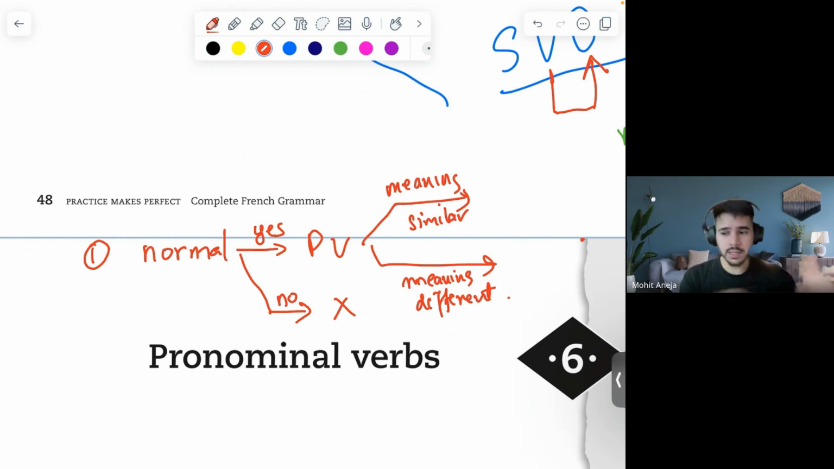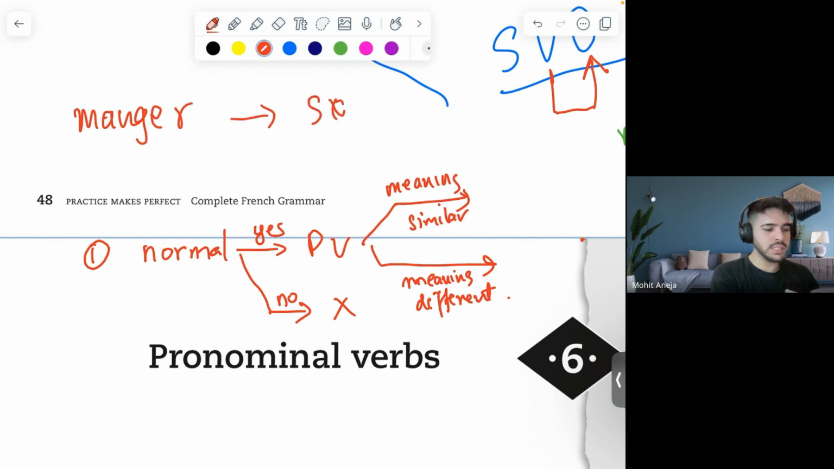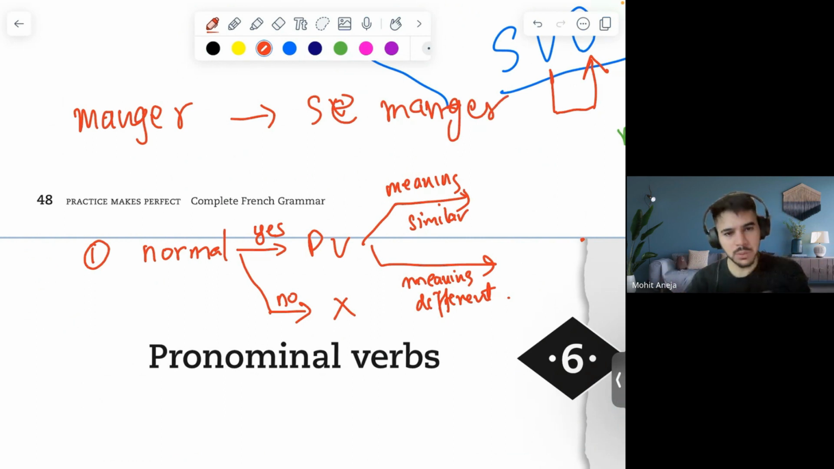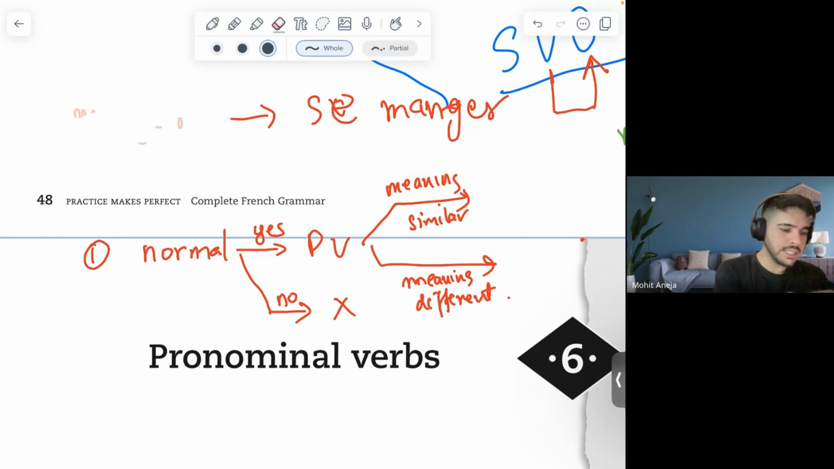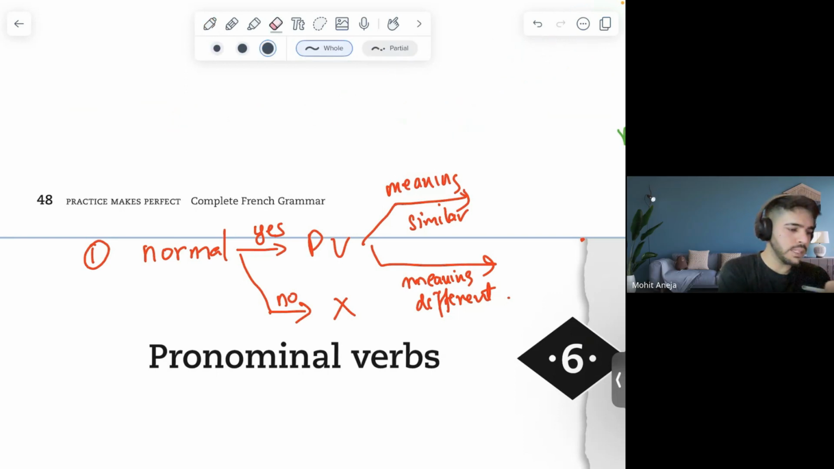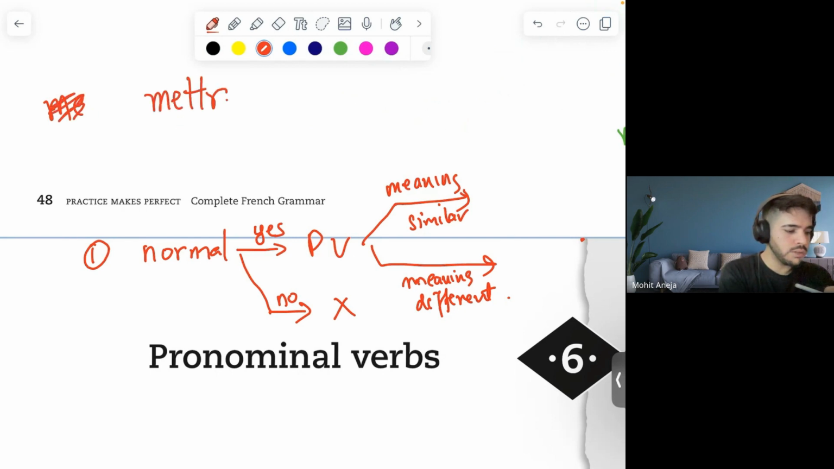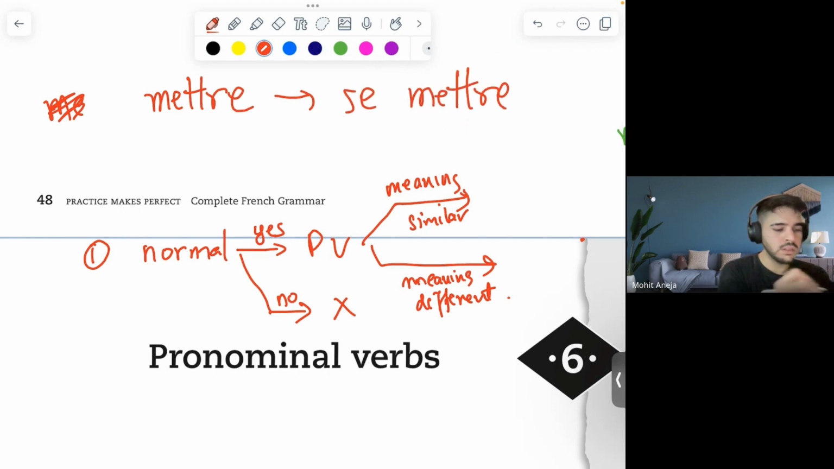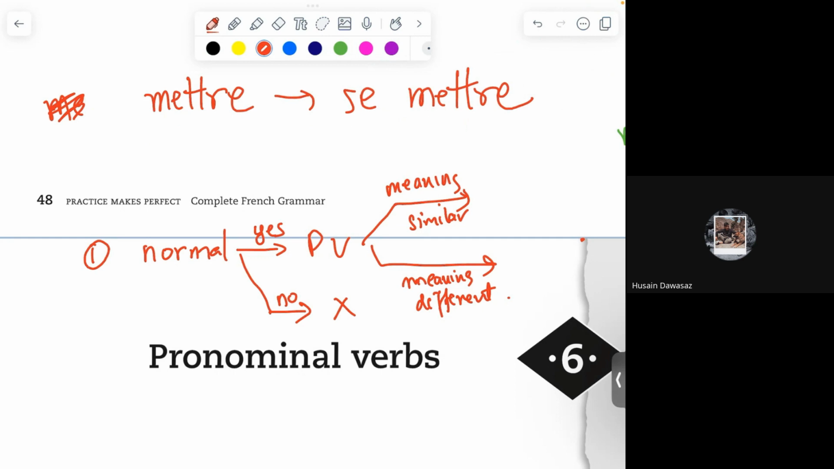ठीक है, the example is manger. The pronominal verb se manger does not exist. तो अगर वो exist ही नहीं करता है तो obviously मैं उसके मतलब के साथ तो मतलब रखूंगा ही नहीं. मतलब I am not concerned about what is the meaning of se manger because it does not exist at all. Is that correct? Is that clear? ठीक है. If this is clear, for example now we look at mettre. ठीक है, I tell you from experience that mettre का pronominal verb exists. In the flowchart that we drew, where will I go? ऊपर वाले केस में, PV meaning different.